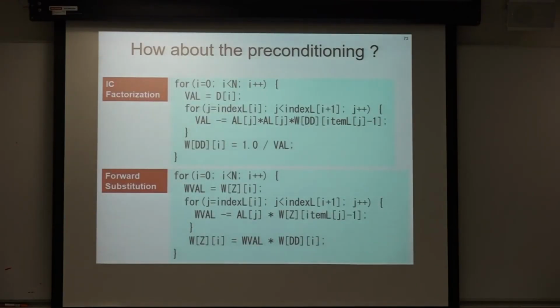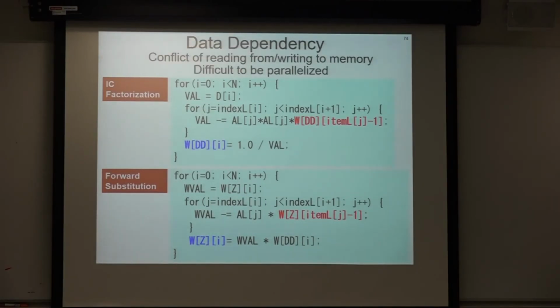The difficulty of the parallelization of the ICCG is also in the preconditioning part. We have two examples here. One is IC factorization before computations, which occurs just once before iterations. But in every iteration, we need to calculate the forward and backward substitutions. This is just an example for the forward substitutions. The problem of these loops is the conflict of reading from and writing to the memory, so this is very difficult to parallelize.